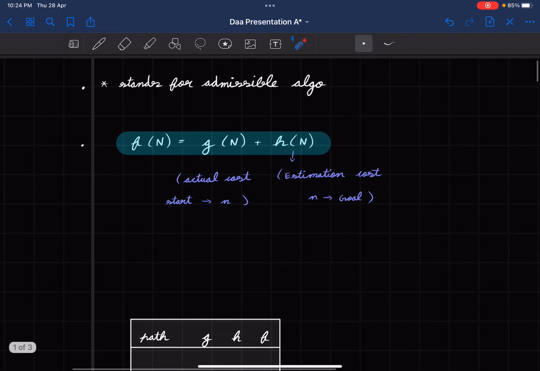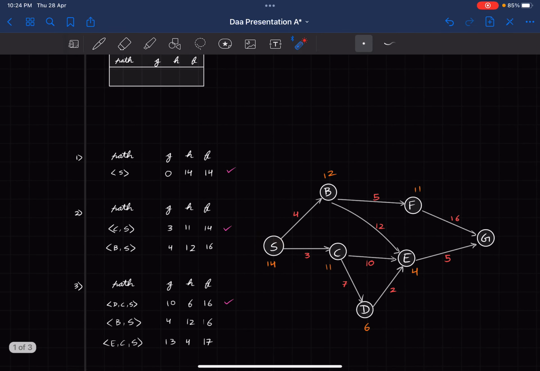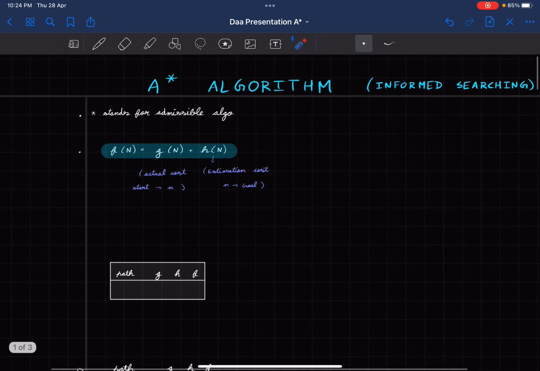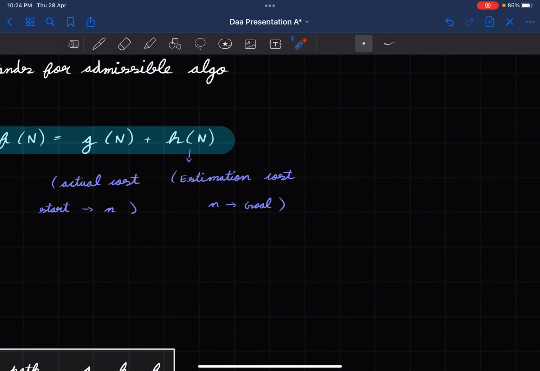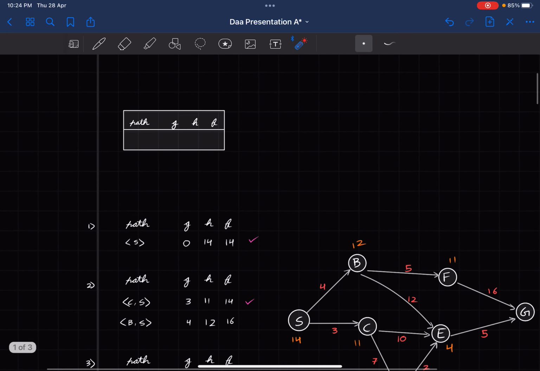The basic equation this algorithm follows is F(n) equals G(n) plus H(n), where G(n) stands for the actual cost from the starting node to any node n, and H(n) stands for the estimated cost from any node n to the goal node. For the algorithm to work, we have to prepare this table. This is the path, G value, H value, and F value.